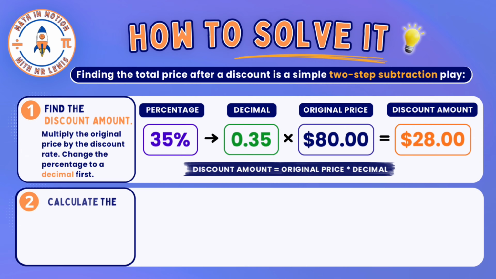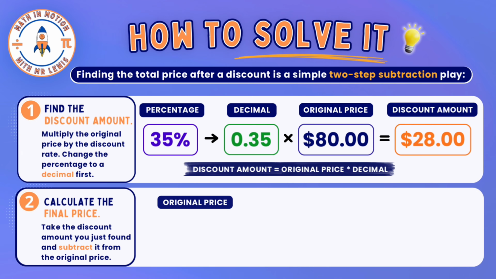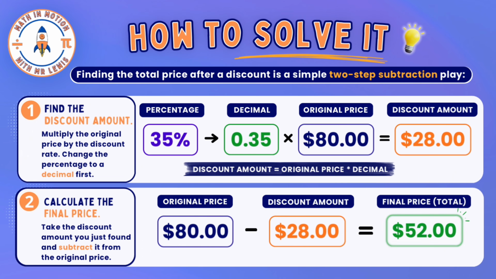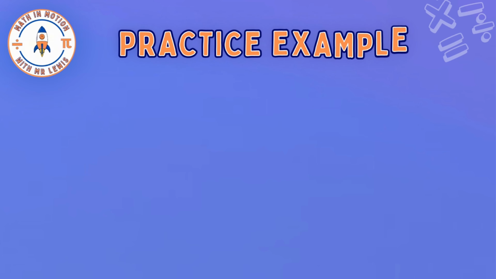Step 2, we calculate the final price. We take that discount amount you just found and we subtract it from the original price. The result is your new total. It's that easy. Now, let's see the strategy in action with some real-world numbers. Let's do a practice problem.